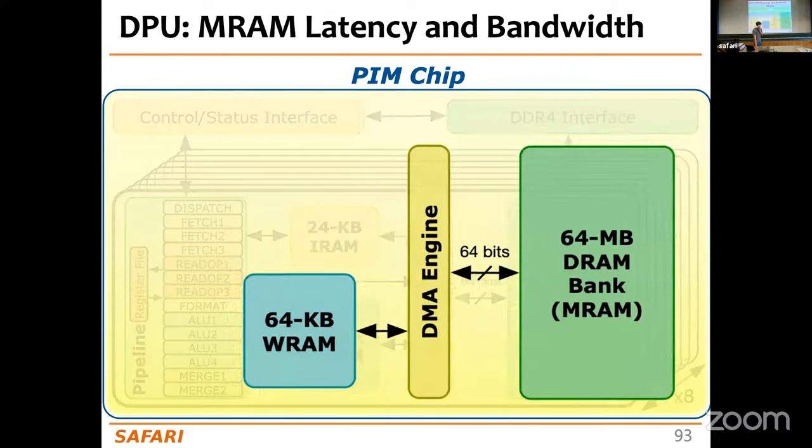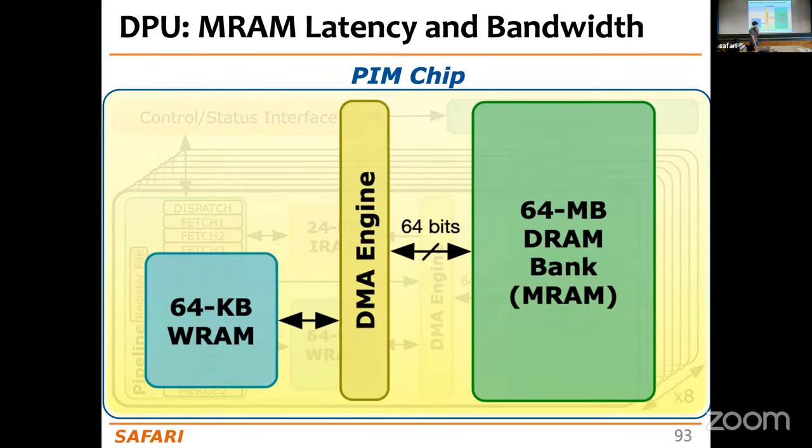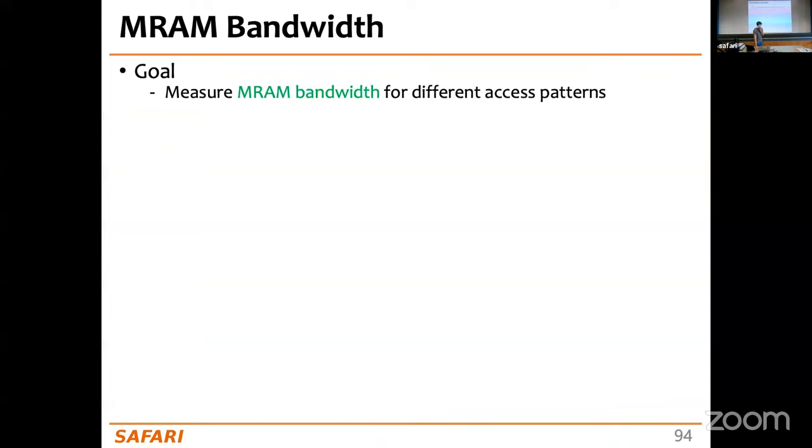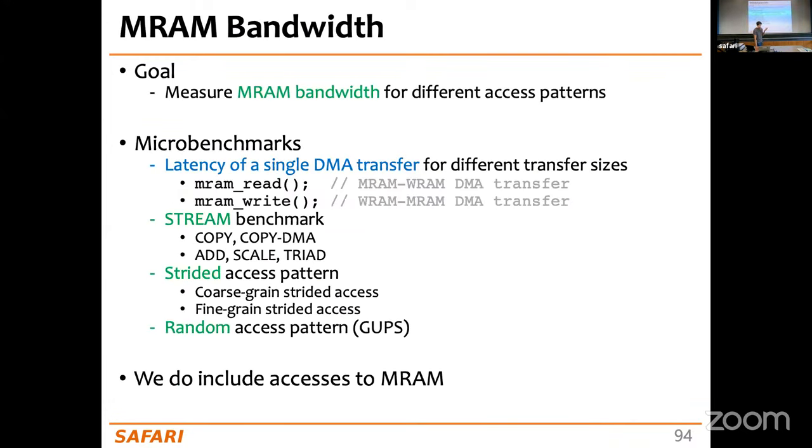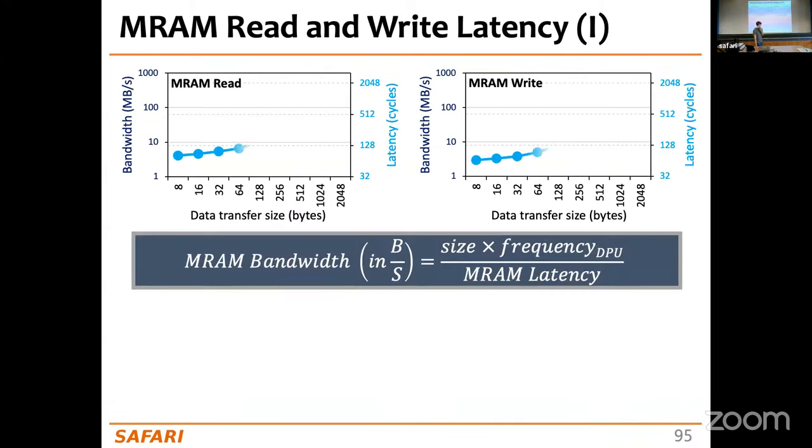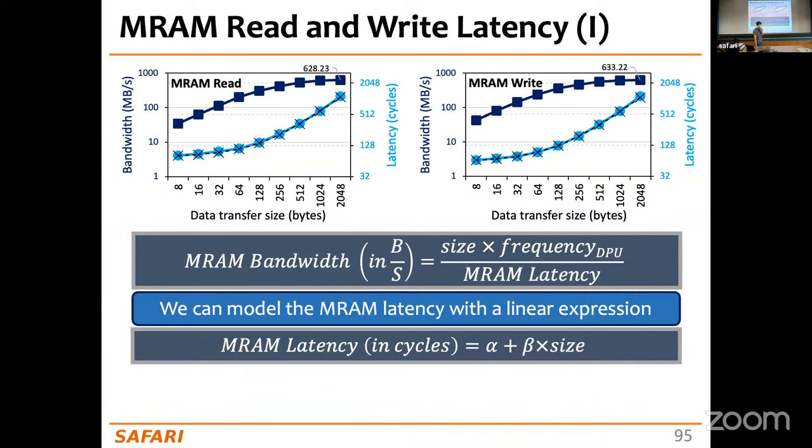Okay, we are going to make a break right now, but I want to show you very quickly some other analysis we did. For example, for MRAM, one thing we measured was the latency and the bandwidth of the MRAM write and MRAM read operations, where we move data between MRAM and WRAM. Those are our measurements for different data transfer sizes. This is for MRAM read and for MRAM write.